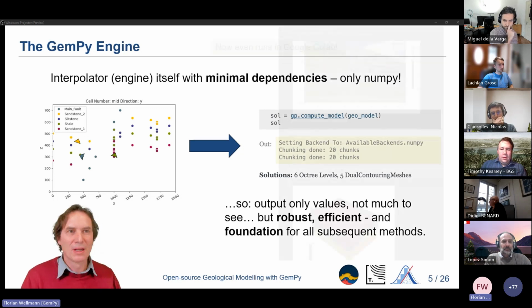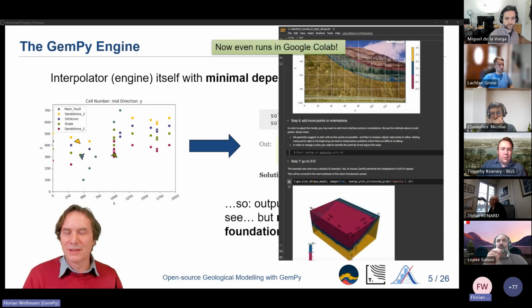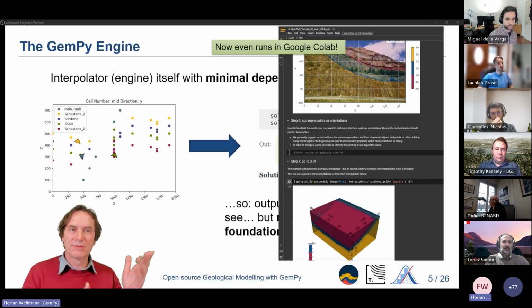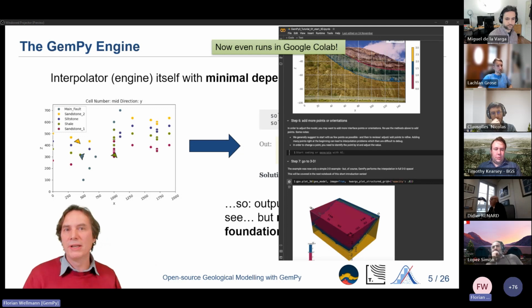It's very robust, it's very efficient, and the foundation basically of everything that I will show in the following. Just as a small comment, it's so minimal in terms of its requirements, the dependencies, that it's easy to run even in a Google Colab notebook. So you can run GemPy even with the 3D visualization you see here, completely online. You don't even have to install it on your local machine.